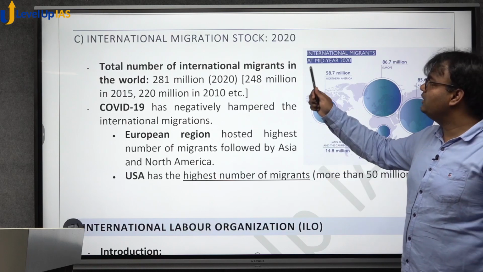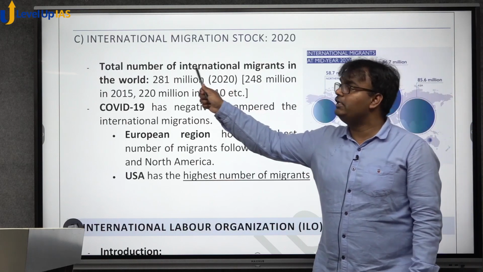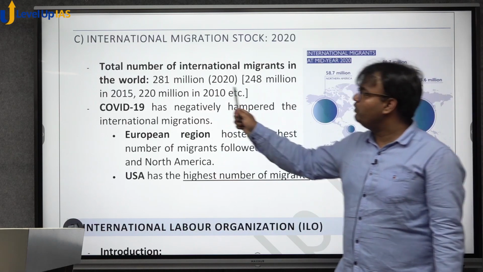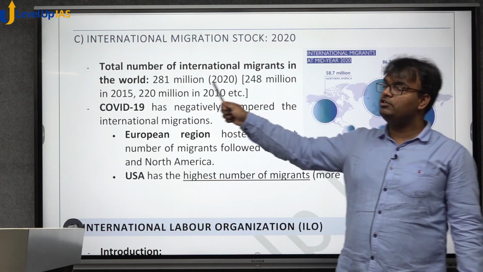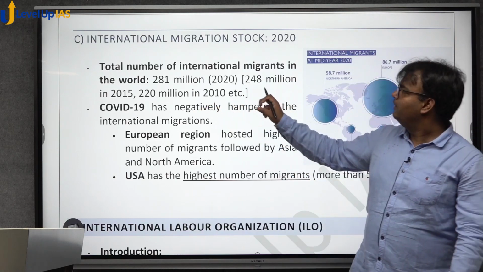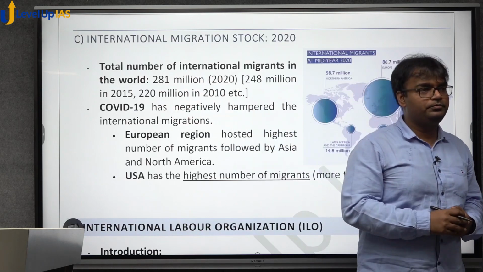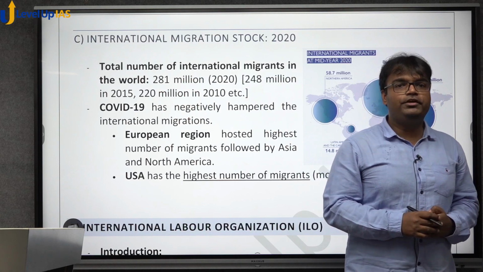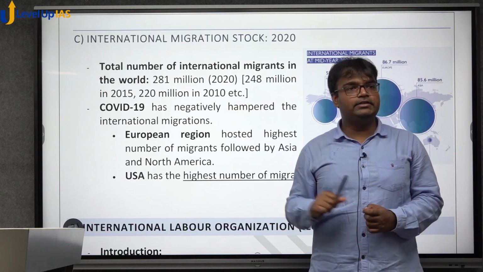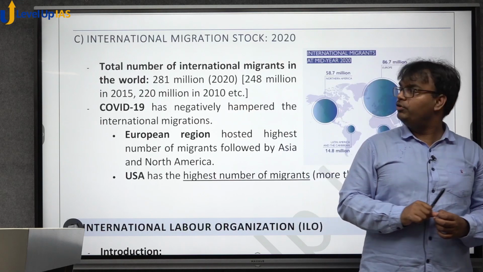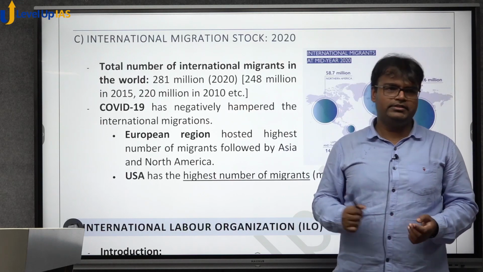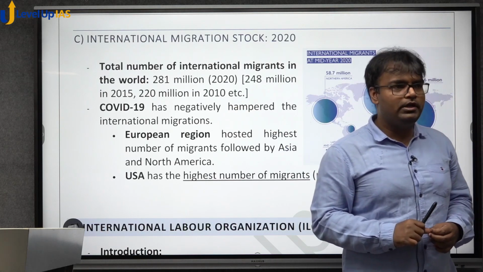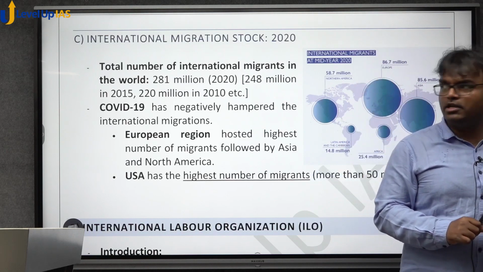The total number of international migrants in the world presently is 281 million in 2020. This number has kept on increasing. This number was 220 million in 2010. This number was 248 million in 2015. So roughly 28 crore people are migrants in the world, international migrants. 28 crore, am I right? 10 million is 1 crore, no? Yes, 10 million is 1 crore, 100 million is 10 crore. Yes, 28 crore people are international migrants.